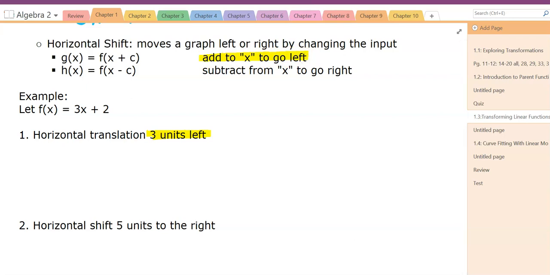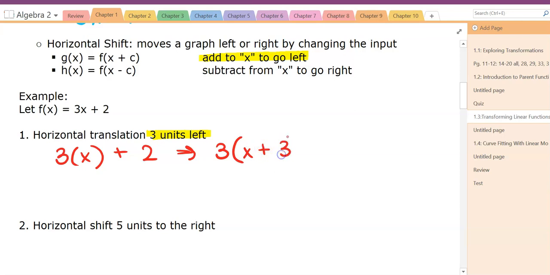So in the function, if you think about it, if I rewrite that as 3 times x in parentheses plus 2, what I'm going to do is take the 3, and then inside the parentheses, I'm going to do x plus that 3. Because adding the number moves it to the left, and I'm going 3 to the left, so that's why I'm doing plus 3. Then we still have that plus 2 on the outside.